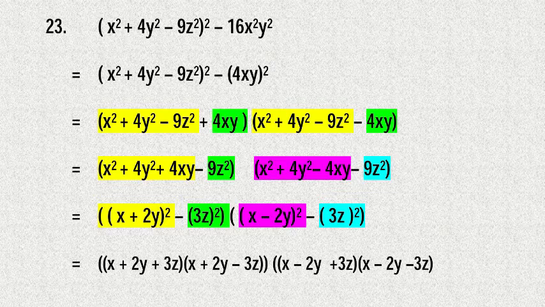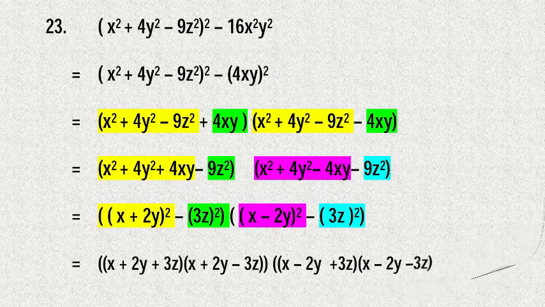After expanding as a plus b into a minus b, rearrange the terms so that you will get the standard form again as x plus 2y whole square minus 3z whole square in the first group, x minus 2y whole square minus 3z whole square in the second group. Once again apply the identity a plus b into a minus b. That results as x plus 2y plus 3z into x plus 2y minus 3z. Then second group, x minus 2y plus 3z into x minus 2y minus 3z.